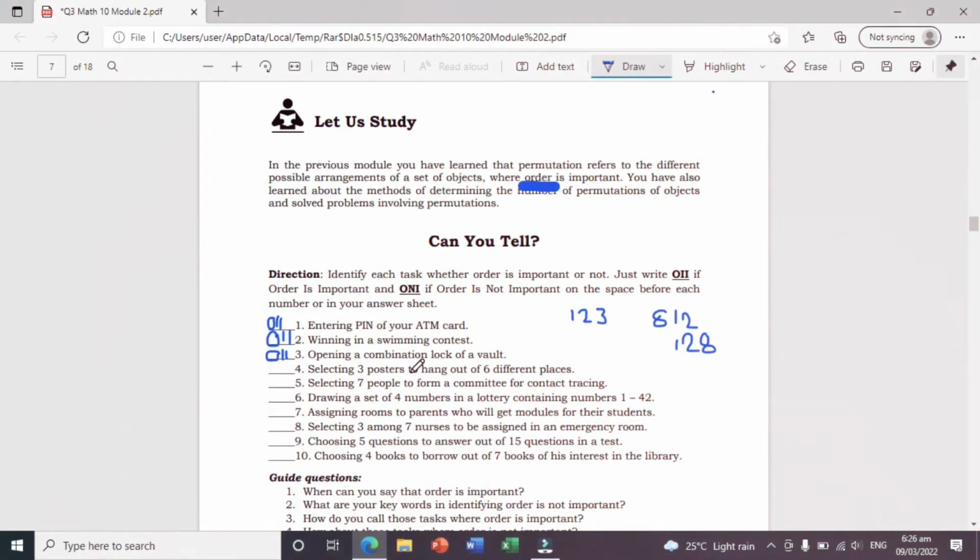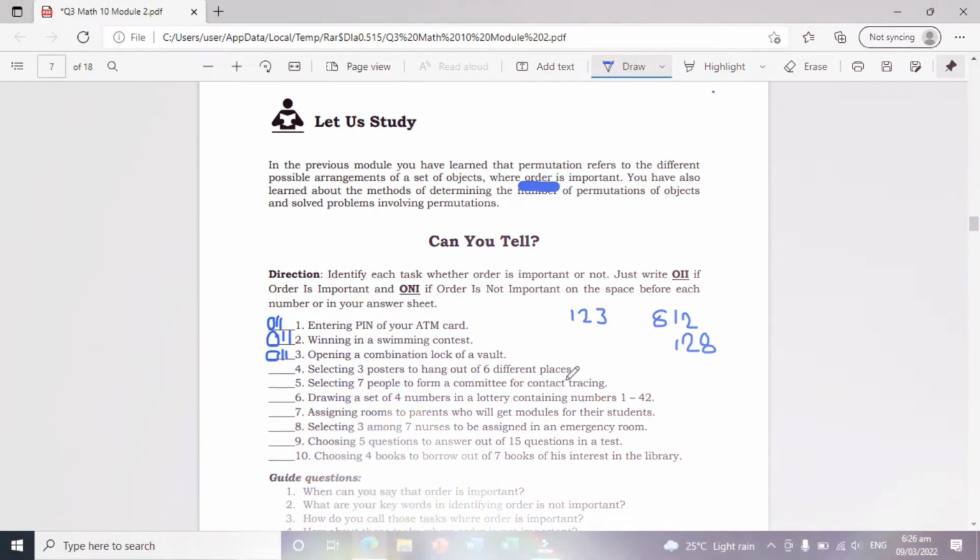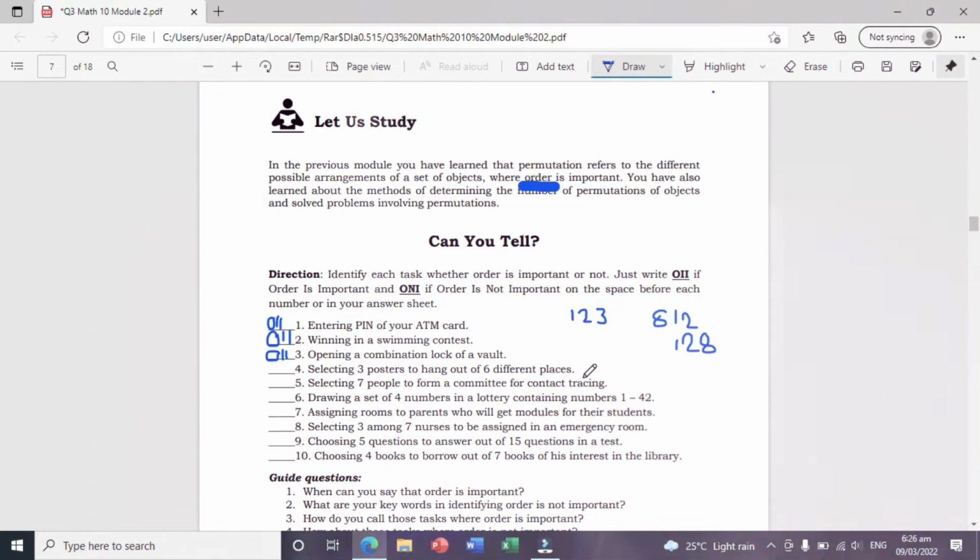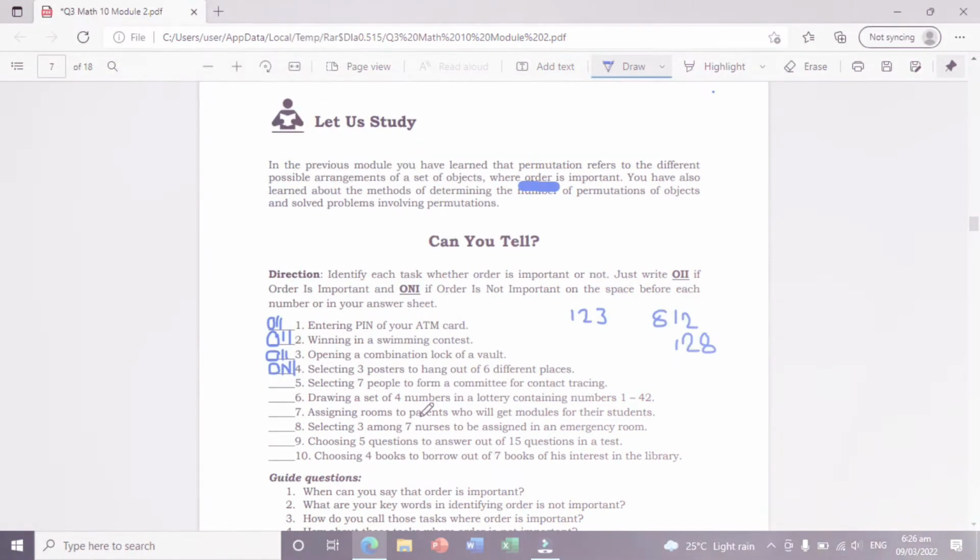Now, number 4. Selecting 3 posters to hang out of 6 different places. Ang order ba nito important? So, hindi. Kasi you are just selecting posters. Kahit alin dyan yung unahin mo, second, third, the same pa rin yung counting dyan. So, ang susulat natin ito is ONI.